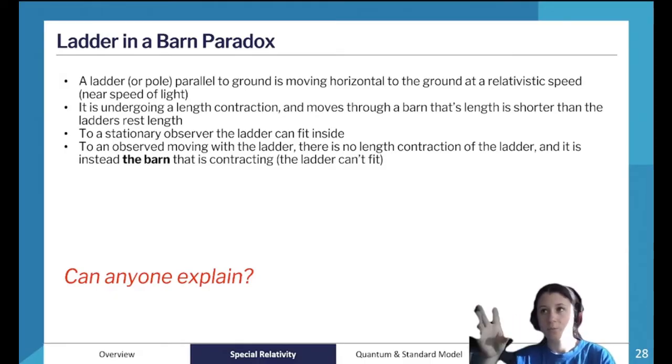Now, we also have a farmer who is standing next to the barn, and he's watching what's happening. When he sees the runner run into the barn, he sees the runner's length contract. So the ladder gets skinnier.